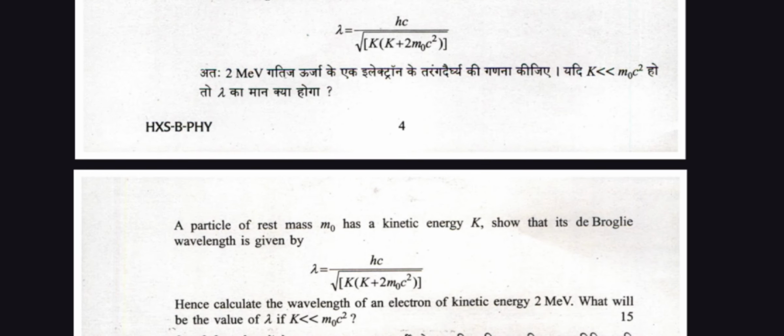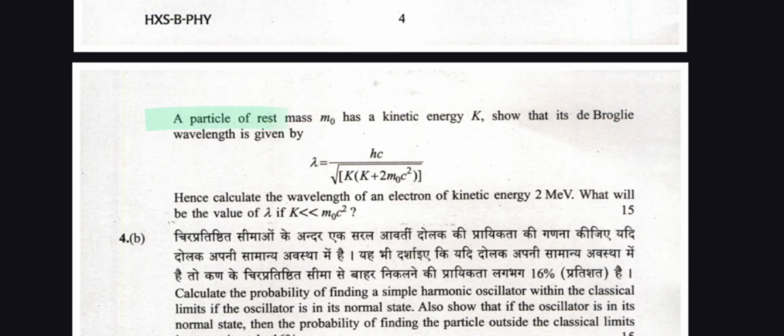And question 4 is here. A particle of rest mass m0 has a kinetic energy K, so that its de Broglie wavelength is given by lambda is equal to hc by under root K plus 2 m0 c square.